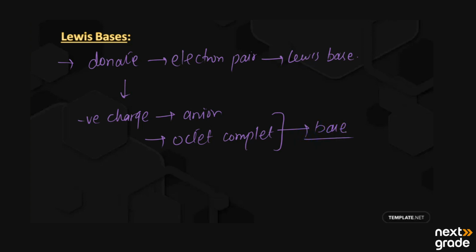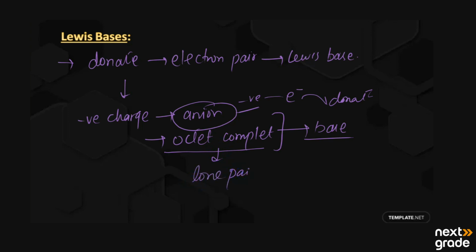Why do these substances act like a Lewis base? Anions have a negative charge, so they have an extra electron and can donate it easily. On the other hand, if a substance has its octet complete and has a lone pair, the pair of electrons that does not participate in the chemical reaction, it can donate the electron pair and act like a base.